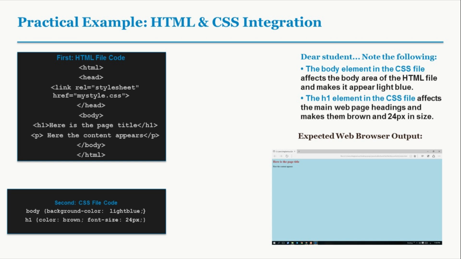Now, dear students, note the following. The body element in the CSS file affects the body area of the HTML file and makes it appear light blue. The H1 element in the CSS file affects the main web page headings and makes them brown and 24 pixels in size. And finally, this is the expected web browser output.